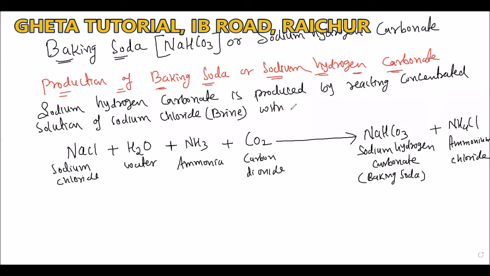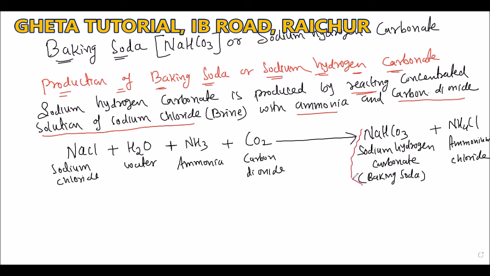Okay, with ammonia and carbon dioxide. That's it. Sodium hydrogen carbonate is actually produced by reacting a concentrated solution of sodium chloride with ammonia and carbon dioxide. So now you have produced the product called sodium hydrogen carbonate, which we commonly call baking soda.